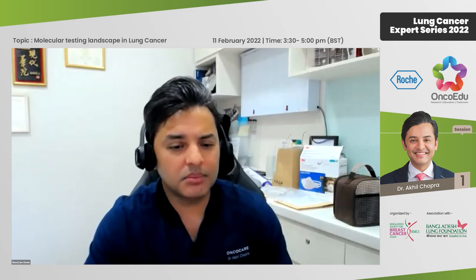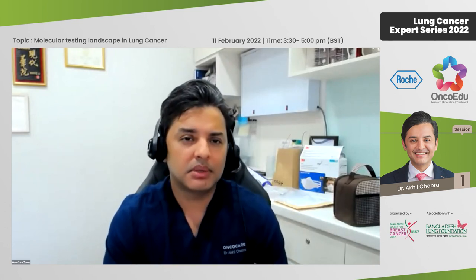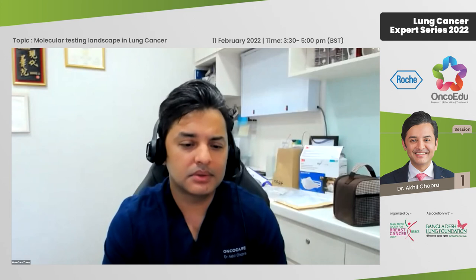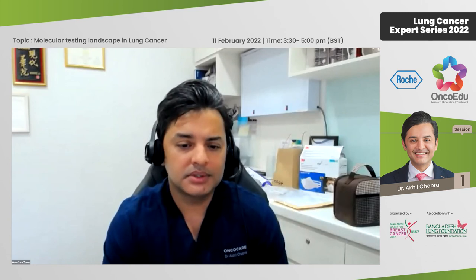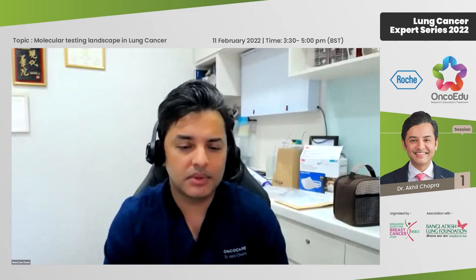Then, of course, there's the platform that is used. Are you using a droplet digital PCR-based platform, or an NGS platform, and so on and so forth. NGS platforms are obviously more comprehensive and more reliable. And the new NGS platforms are even giving you a blood tumor mutational burden, which can also help decide whether immunotherapy will be an option for these patients.